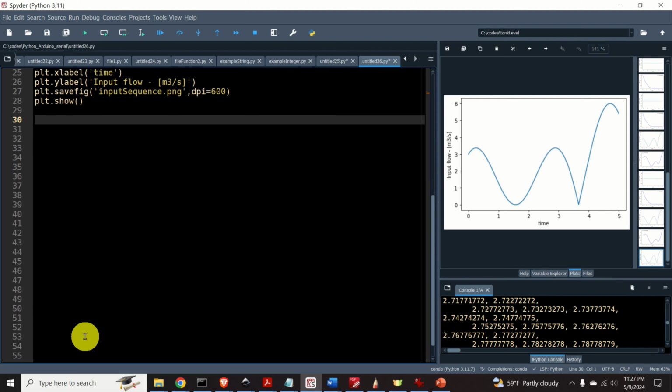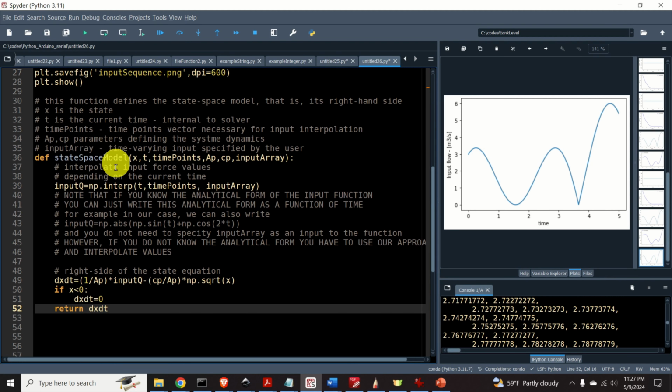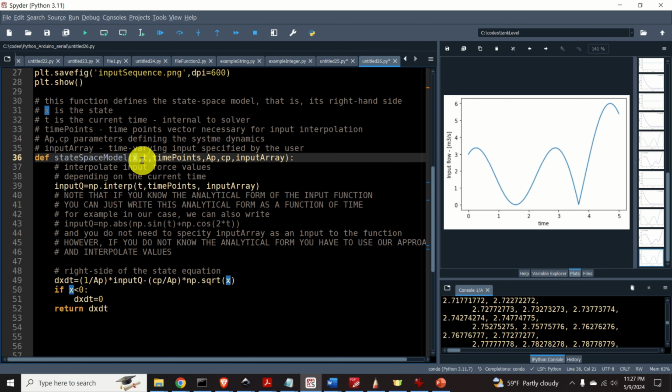Next, we need to define the right-hand side of our differential equation. That is, we need to write a function that will evaluate the right-hand side of our differential equation for the given h. In my case, h is denoted by x, for given time, for given array of time points, for given parameters A, C, and for the given input array. I will explain this function thoroughly.